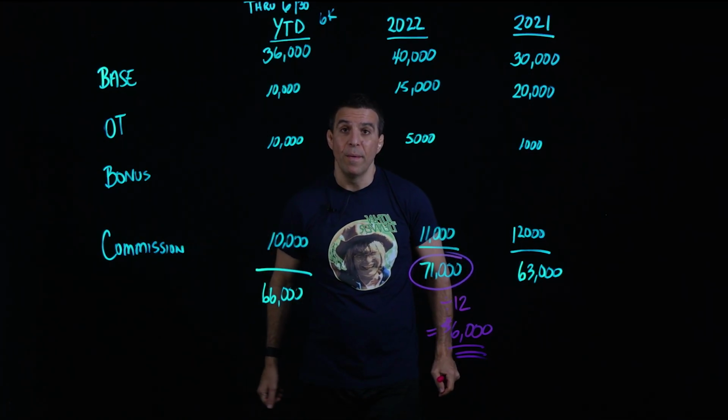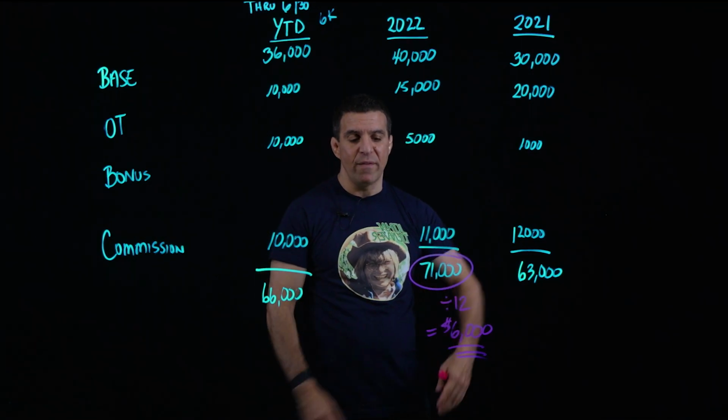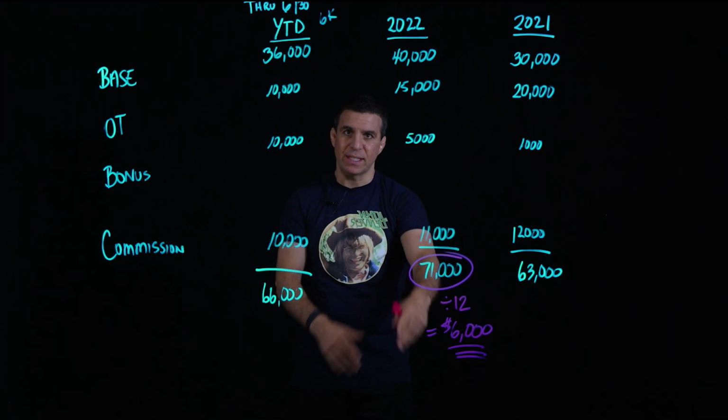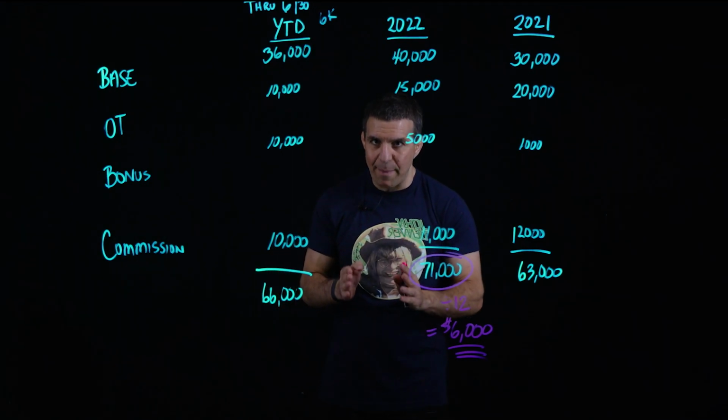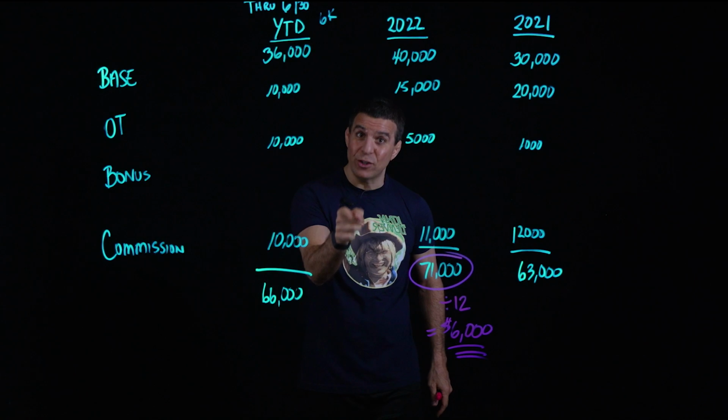That's what I was taught years ago. Take the 71 grand, divide it by 12, it's about 6 grand a month. There's your income, use $6,000. Here's the problem with that, and for every loan officer, pay attention to me.